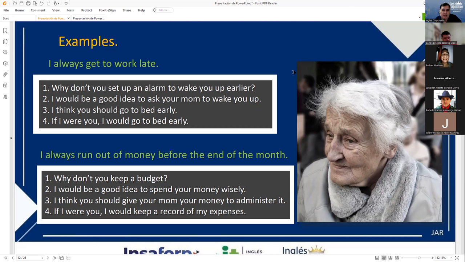I always run out of money before the end of the month. Why don't you keep a budget? Teacher, budget? What is budget? Presupuesto. So, why don't you keep a budget? It would be a good idea to spend your money wisely. I think you should give your mom your money to administer it, to manage it. If I were you, I would keep a record of my expenses, right?